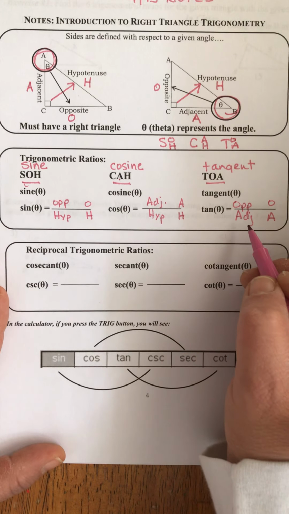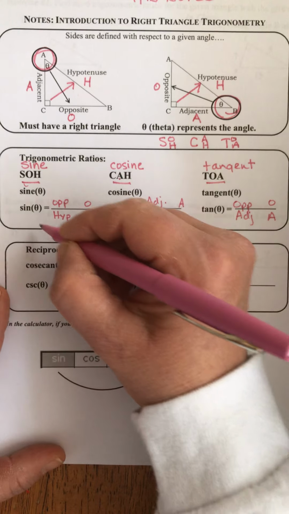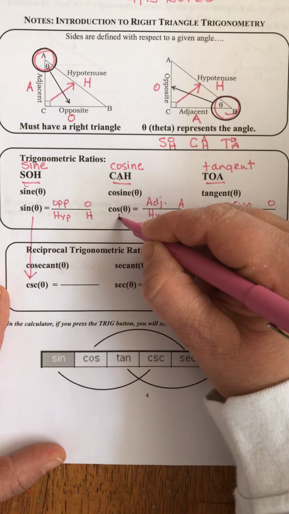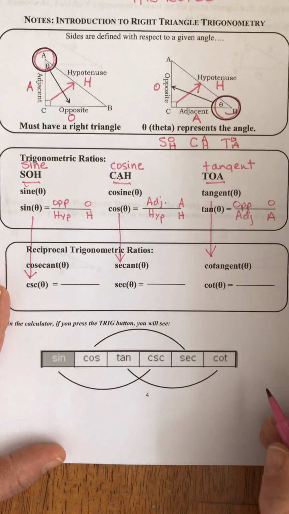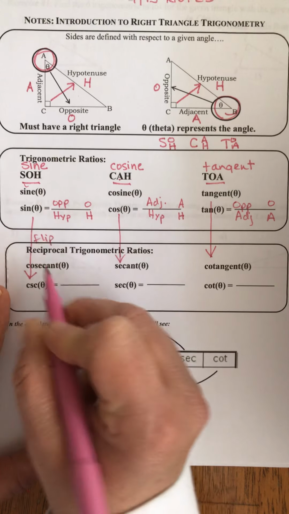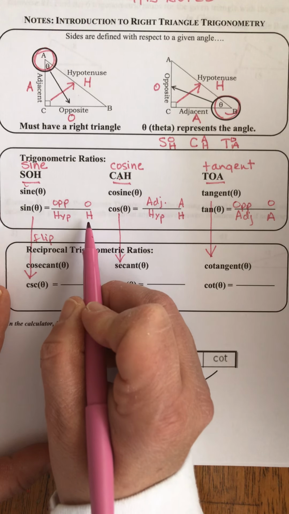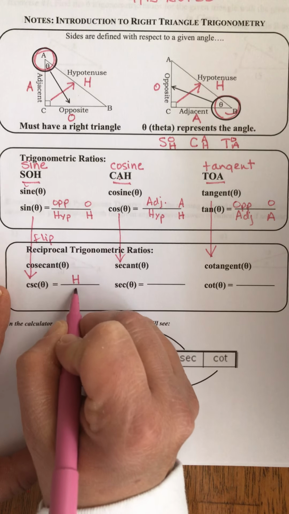And then they're each related to a reciprocal trig function. Sine is a reciprocal with cosecant. Cosine is a reciprocal with secant. And tangent is a reciprocal with cotangent. And all that means is we flip the fraction over. So if I have sine and I need cosecant, I just flip it over. So instead of O over H, I'm going to have H over O.